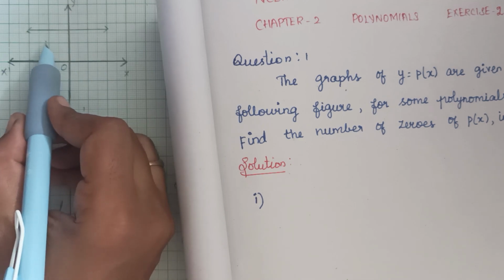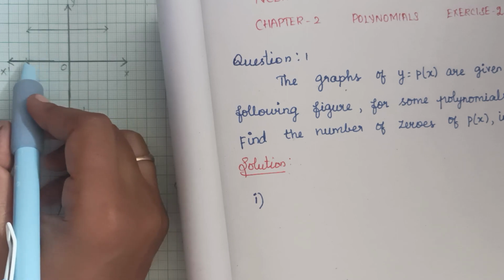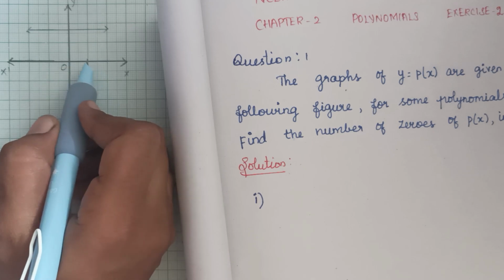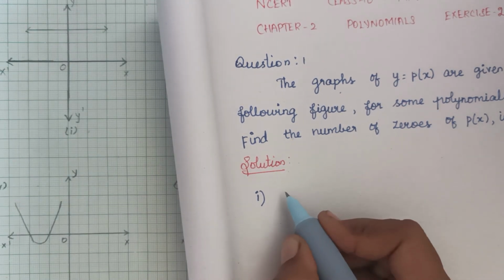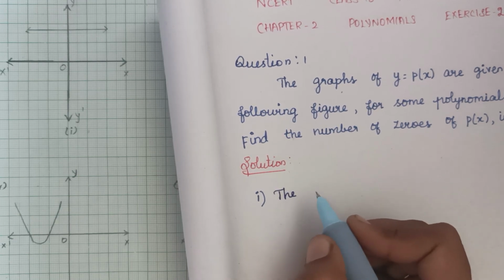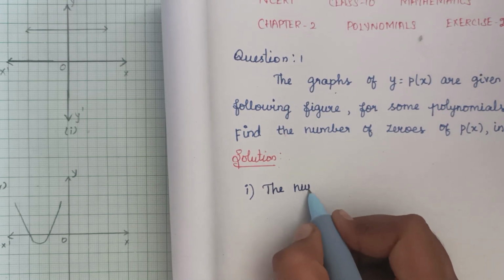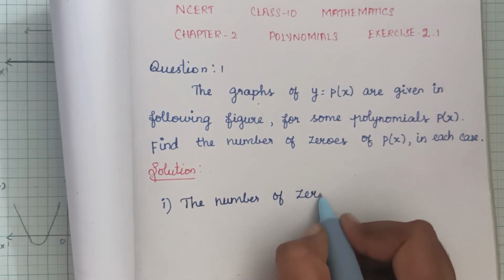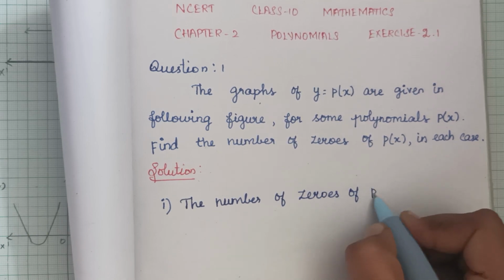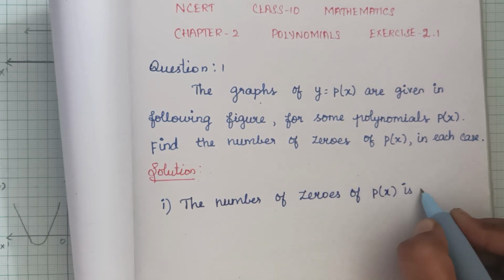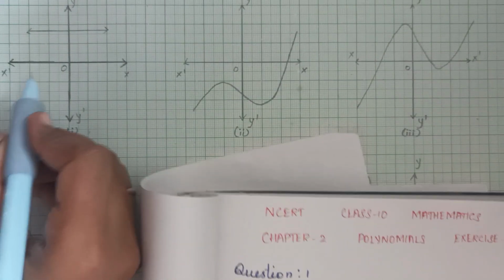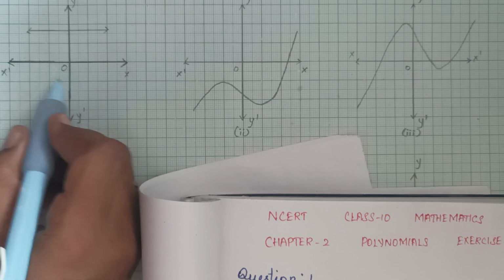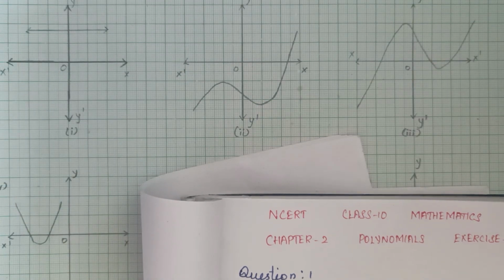Okay, now look at the first sum. That graph does not cut the x-axis at any point. So the number of zeros of p(x) is 0 because the graph does not cut the x-axis at any point. So it is 0.